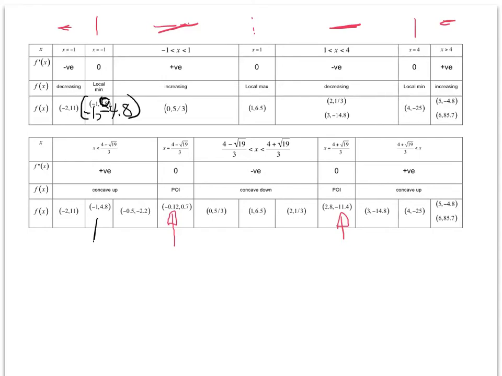We'll do that again here. Negative 1, comma, negative 4.8. Sorry about that. Now let's go and graph it.